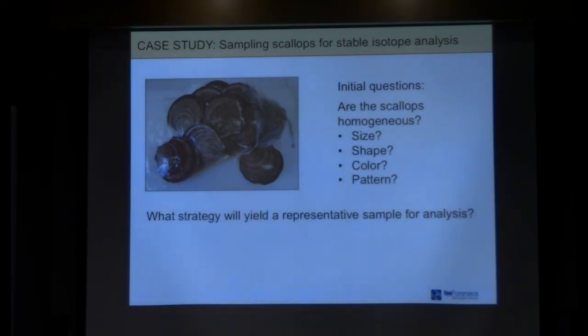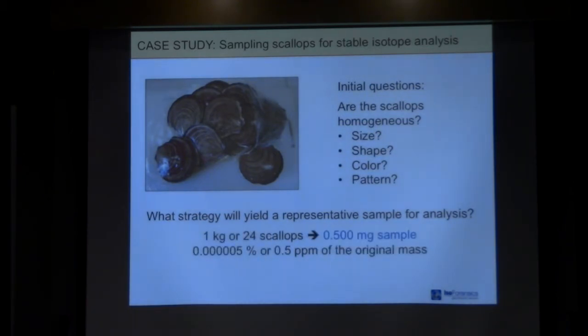So how are we going to make a representative sample for our isotope analysis? We're going to take that 1 kilo and we're going to take it down to a 0.5 milligram sample, which is about, well, you can see the percentage, 0.5 ppm of our original mass. So we really need to be thinking carefully as we take, here's my bulk sample, and get it down to the size that I actually need to analyze.